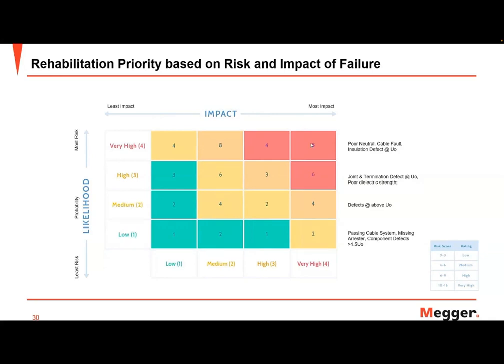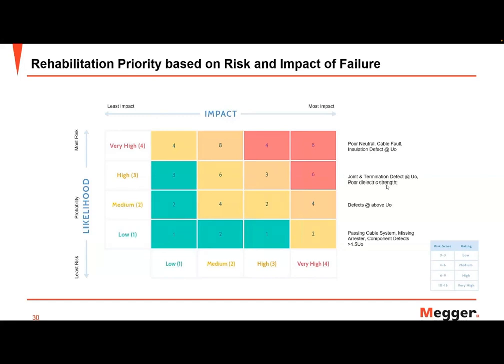Remember, we're looking at defects. Well, a poor neutral could contribute to it. We could see a partial discharge defect at operating voltage, or the cable could have been so close to failure that it faulted under test. So these are what we would call very high risk, or very high probability or likelihood of failure, type cables.